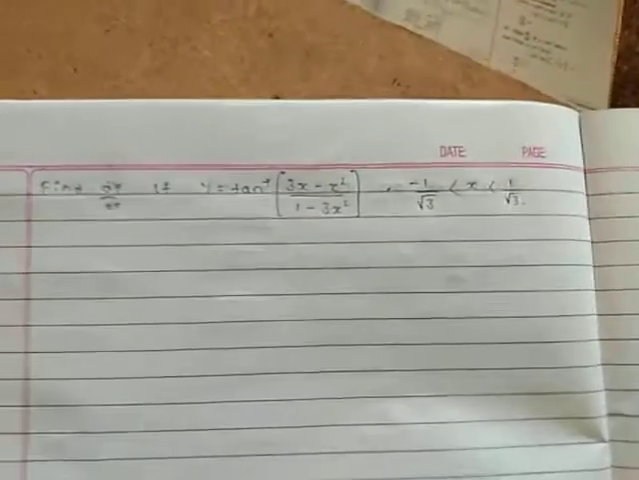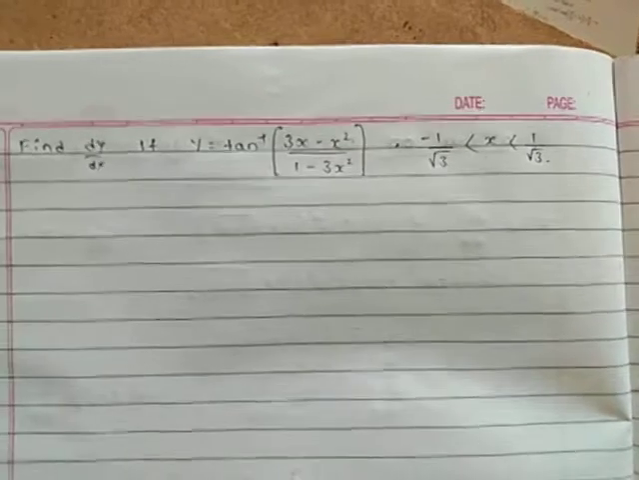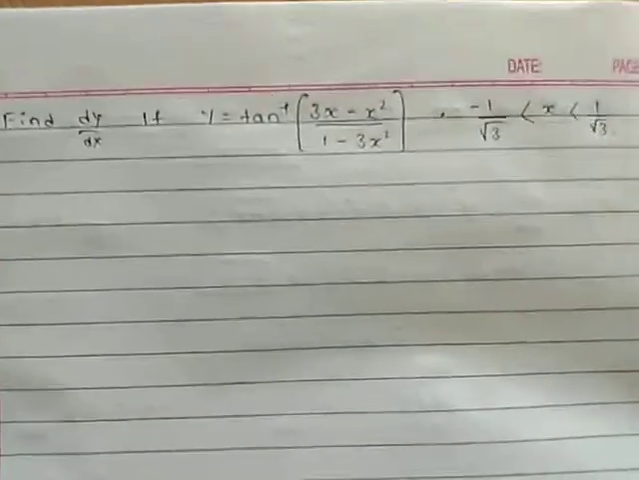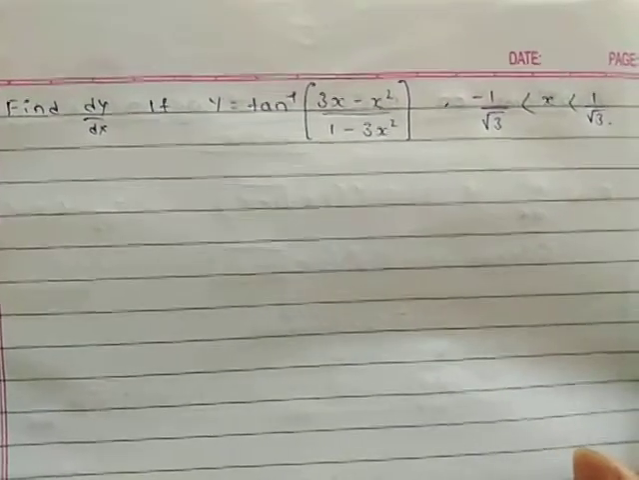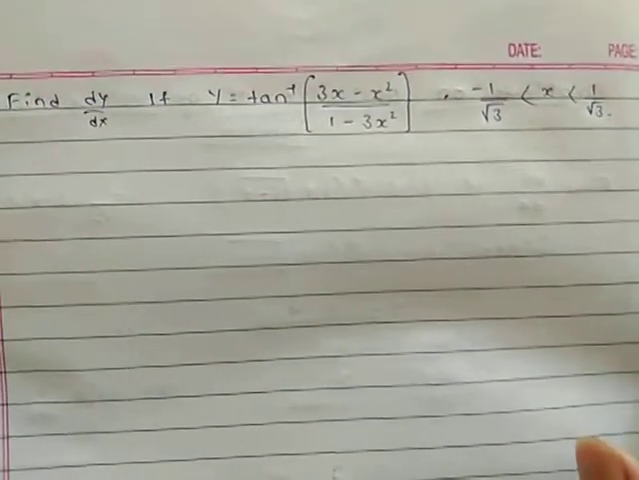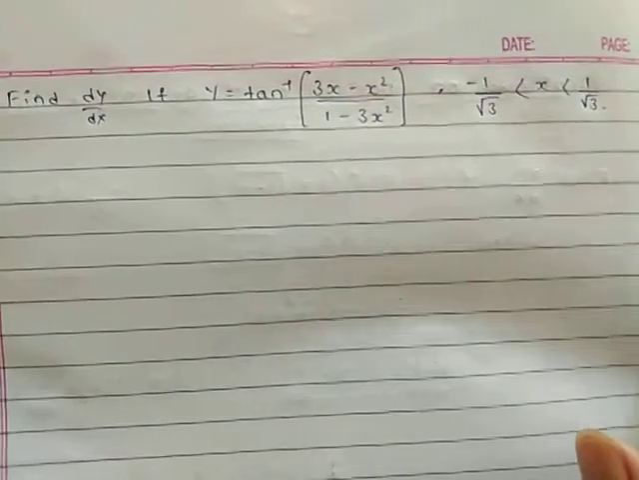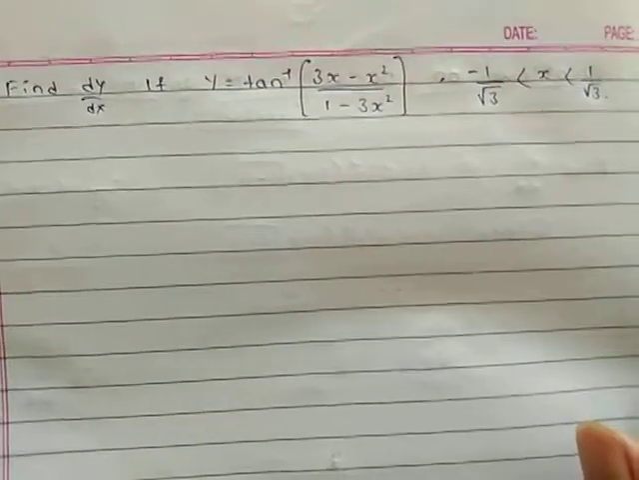The next problem is find dy by dx if y is equal to tan inverse of 3x minus x cube divided by 1 minus 3x square, and they have given a condition that x lies between minus 1 divided by root 3 to 1 divided by root 3.